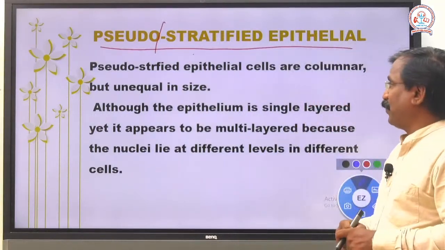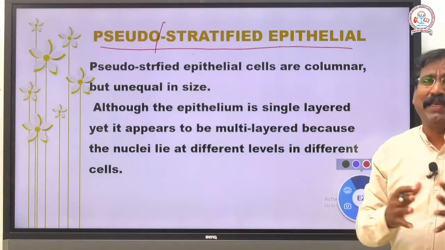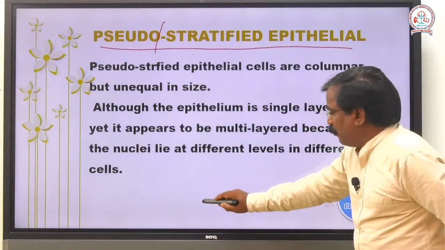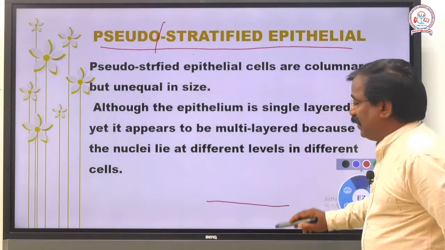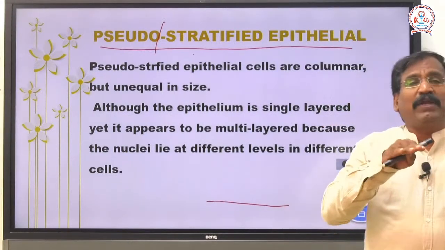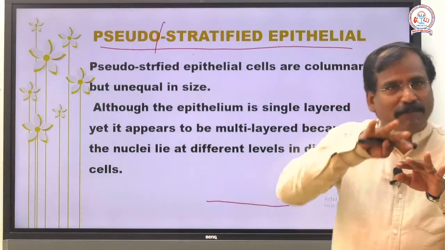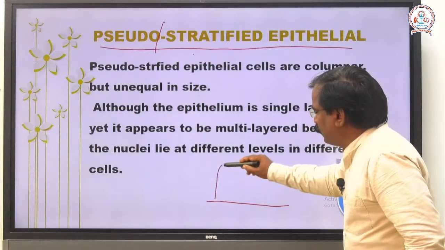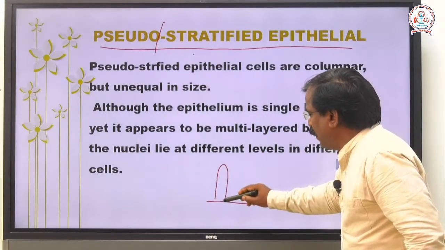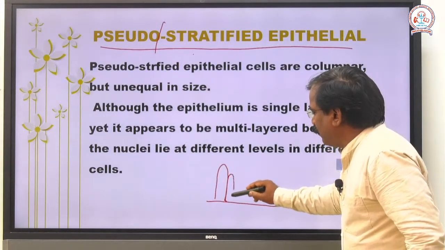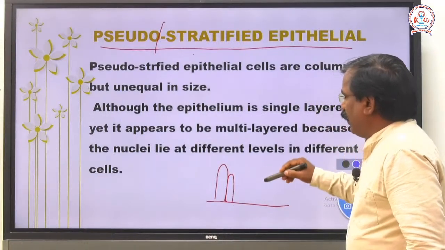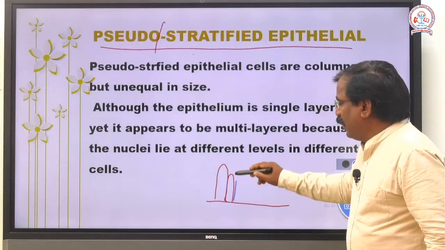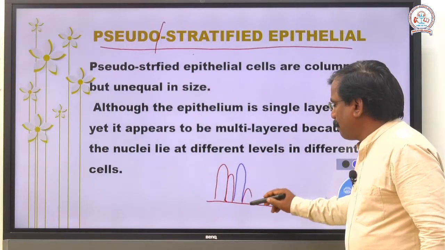Why does it appear multi-layered? Listen, you know that all the epithelial cells are arranged over the basement membrane. Listen here, the cells are irregular, unequal in size and shape, in height, unequal.